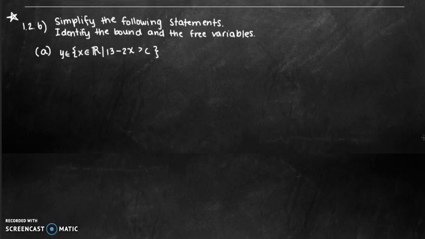To reinforce our identification of bound and free variables, we're going to look at this example here, to simplify the following statements and identify the bound and the free variables. So when you are looking at this statement, the first thing that's kind of easy to identify is the bound variable. So usually it's going to be on the left side of the such that bar, and that is true in this case. So x is a bound variable.